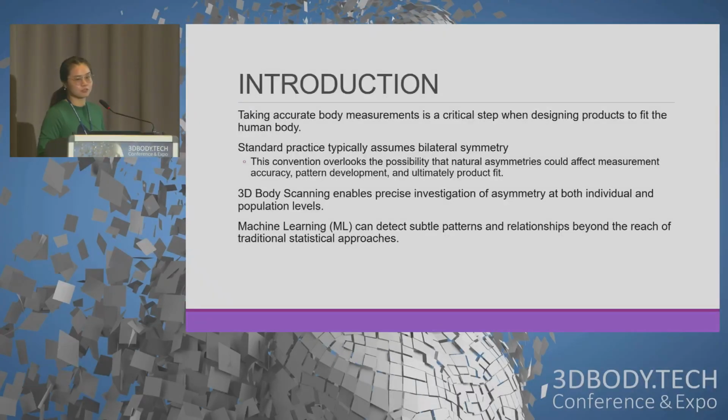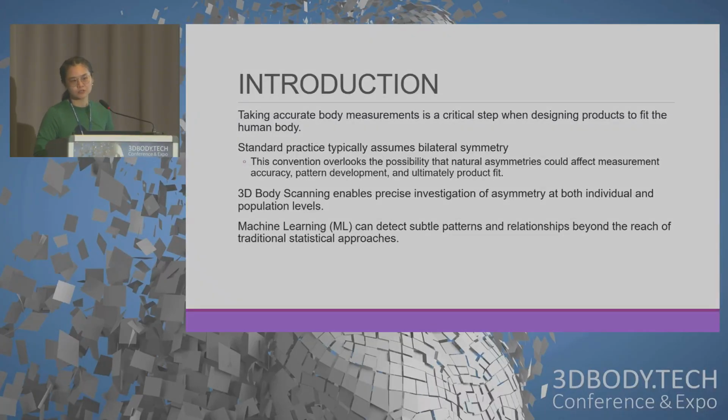body is bilaterally symmetric. However, this convention overlooks the possibility that natural asymmetries could affect measurement accuracy, pattern development, and ultimately product fit. And there's no scientific evidence out there, as far as we know. On the other side, 3D body scanning enables precise investigation of asymmetry at both the individual and the population level.